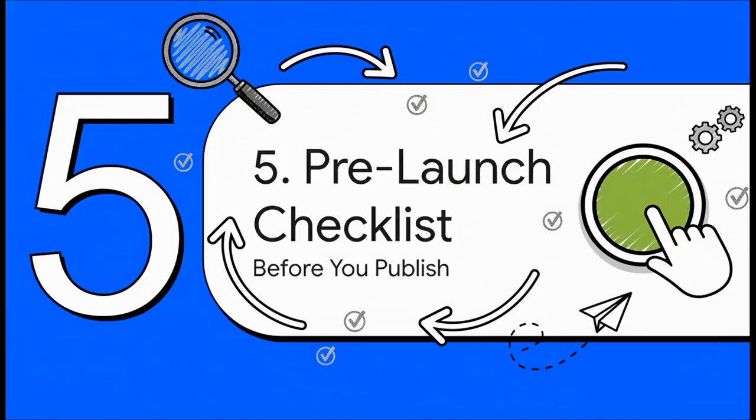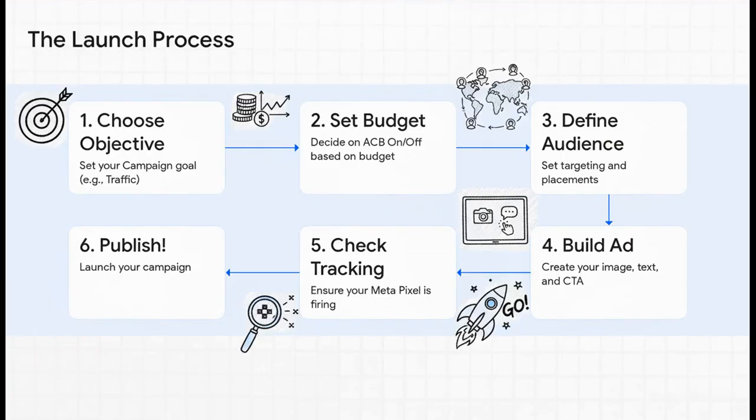Okay, we have made it. We've gone through the entire blueprint from the high-level strategy all the way down to the creative. So before you hit that big, scary publish button, let's just do one last quick run-through. This is the whole process we just walked through, right here. You choose your objective, you set your budget, you define your audience and placements, you build your ad, you do a final super important check on your tracking pixel to make sure it's working, and then you go live. See how it all connects?